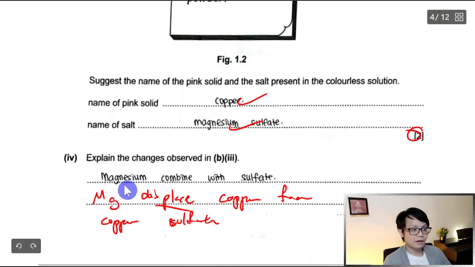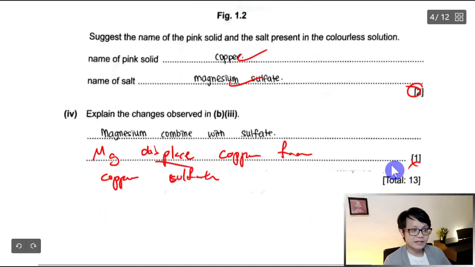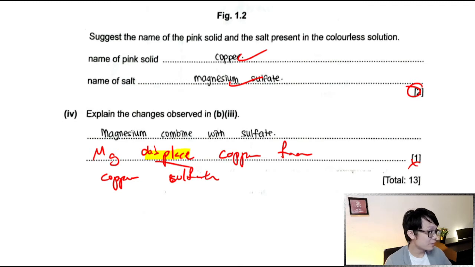Okay, explain the change observed. Okay, the student didn't get any mark. The answer is magnesium displaces copper. Okay, the keyword is displace. You must take the word displace, or let me see, either magnesium takes the place of copper, or magnesium is more reactive than copper.